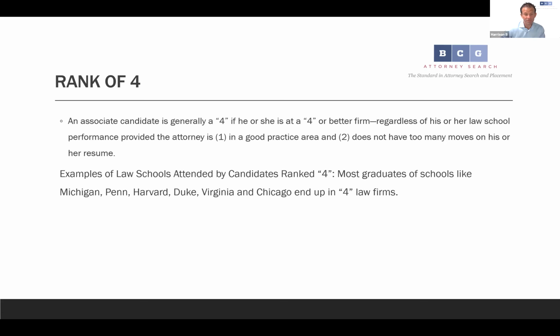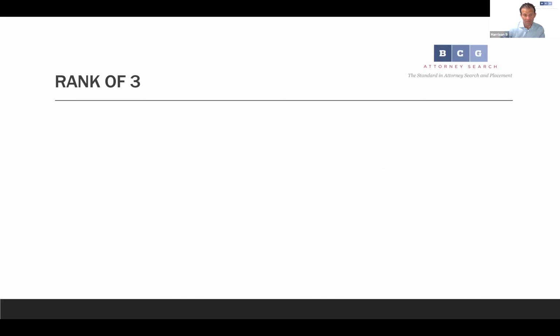And then some schools that are attended by candidates ranked at 4 would be most of your typical Michigan, Penn, Harvard, Duke, Virginia, and those sort of schools in Chicago. Most of the people that want to work in big firms from these schools will end up in a 4 firm if they do well and they interview okay. I mean, that's pretty common for them to do that.